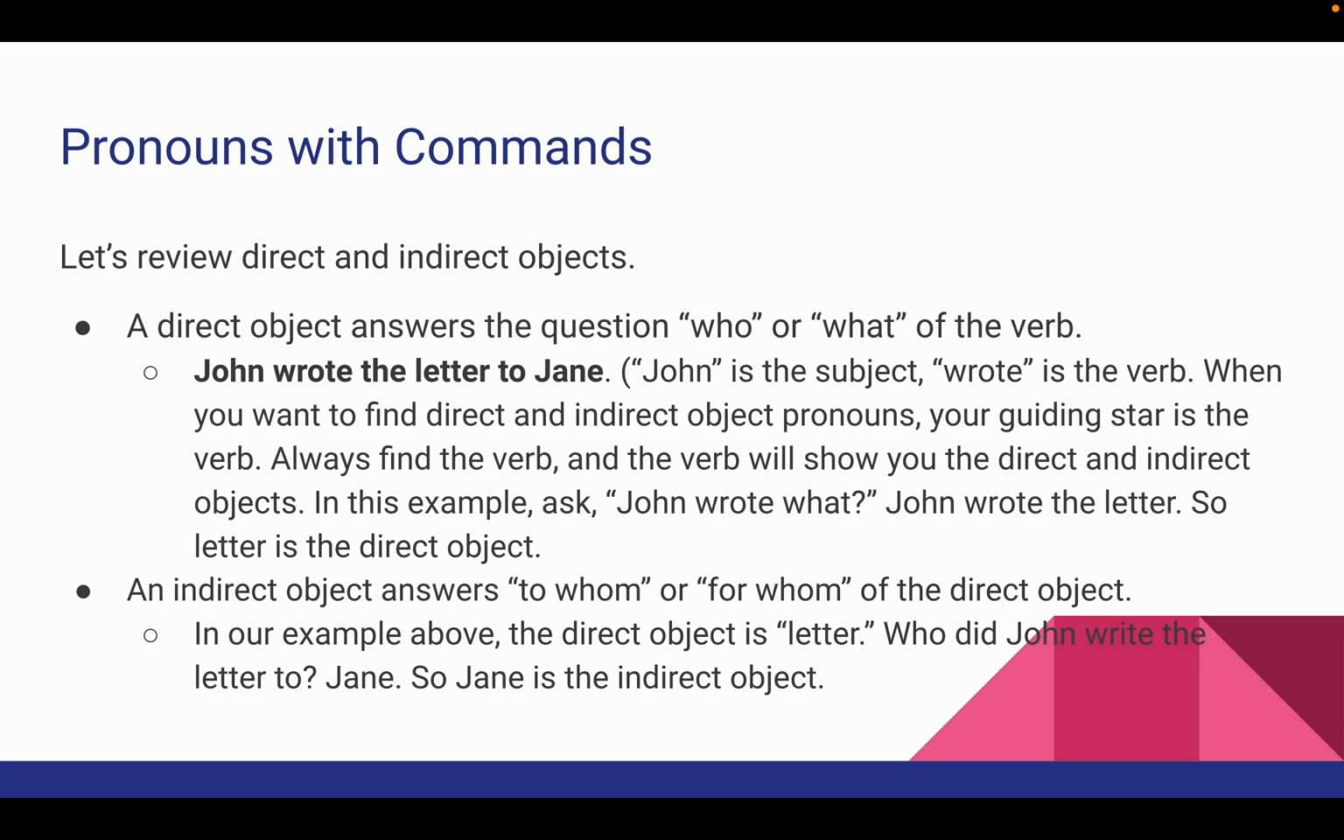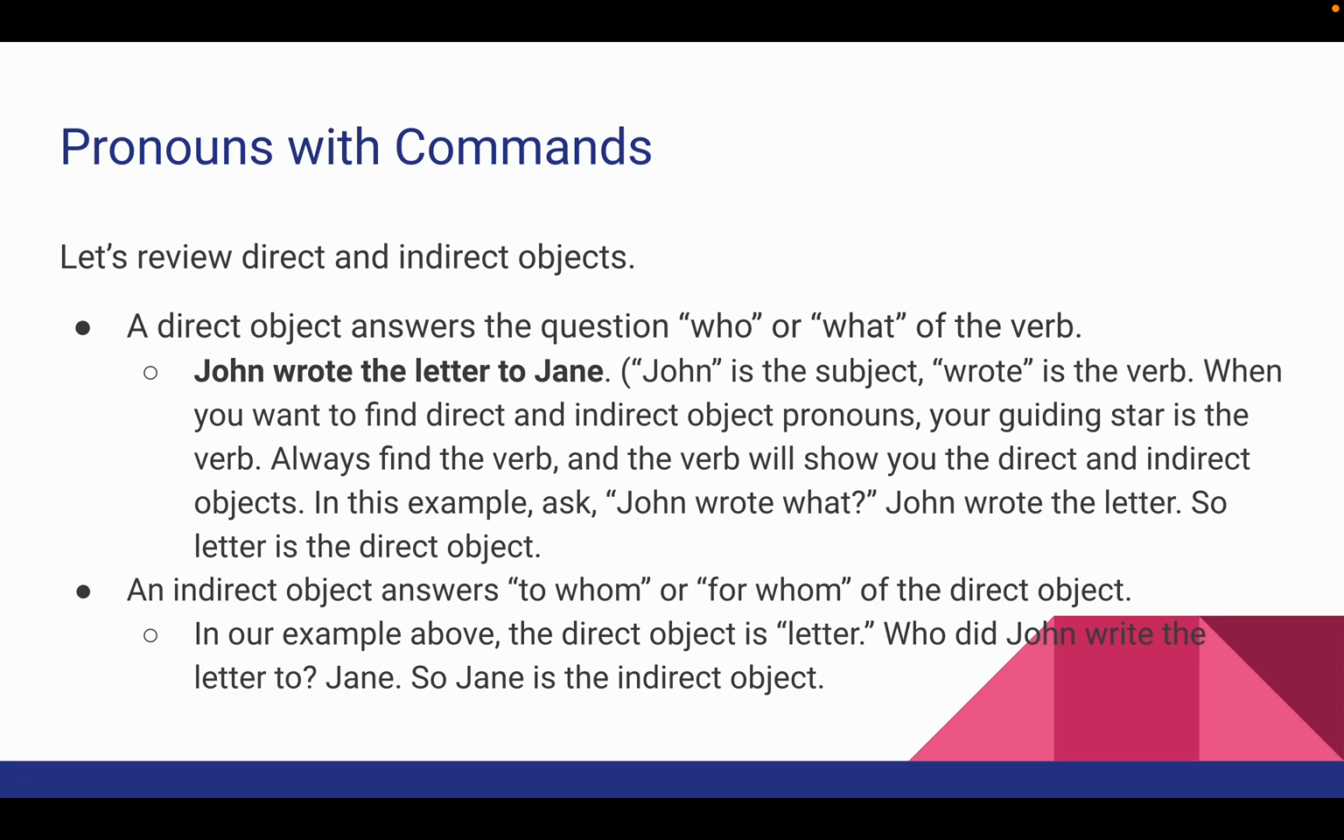So in this example, ask, John wrote what? What did John write? Well, John wrote the letter. So the letter is the direct object. You ask who or what of the verb, and that gives you the direct object. So wrote what? The letter. The letter is the direct object.